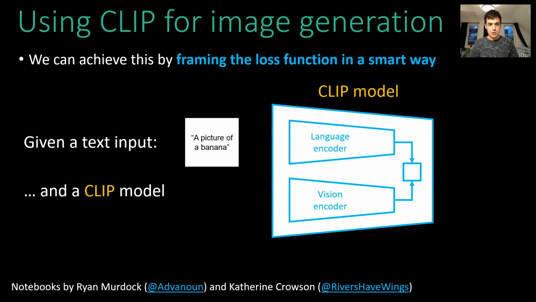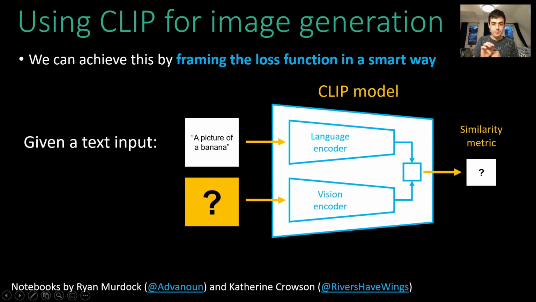So given some text input, a picture of a banana, and an already existing pre-trained model that we download from OpenAI and don't touch anymore, how can we create an image which would actually correspond with this description? Because that's what we want, right? To go from a text to some generated image. Well, so this is the task.